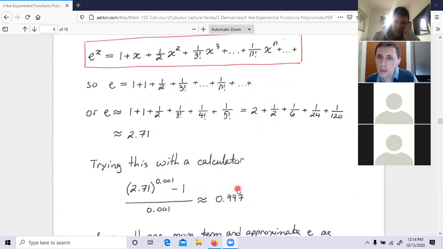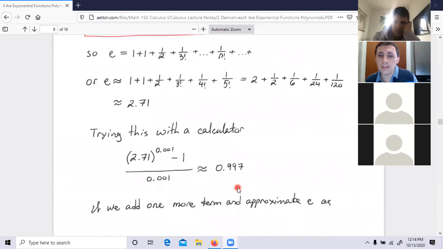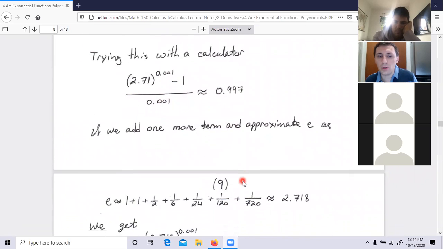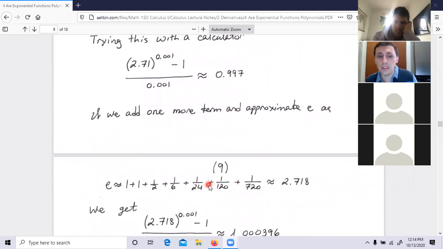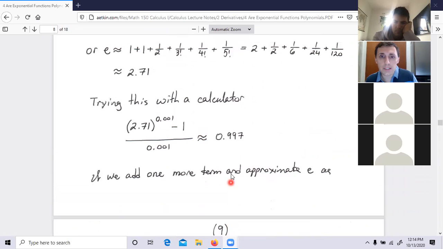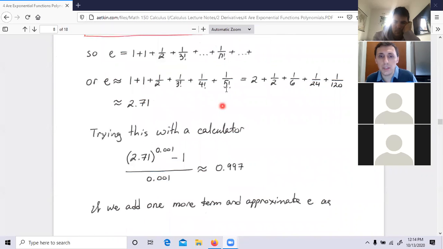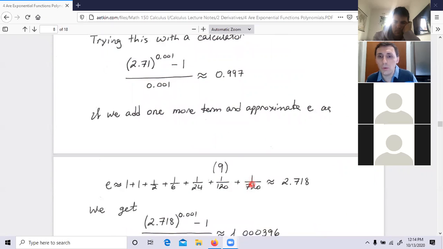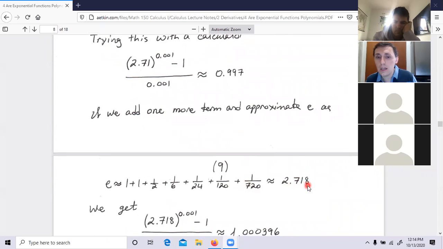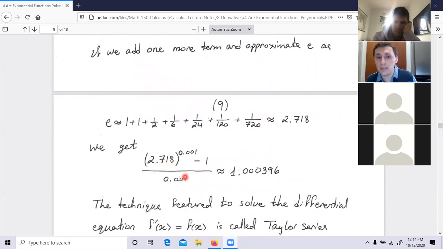1, correct? Now, if I decide to approximate e with one more term, let's say I add up the 1 over 6 factorial, right? So what is this number? 120 is 5 factorial. So I add up 1 over 6 factorial and I get approximately 2.718. When I do it with 2.718, this calculator game, I get a number even more like 1.